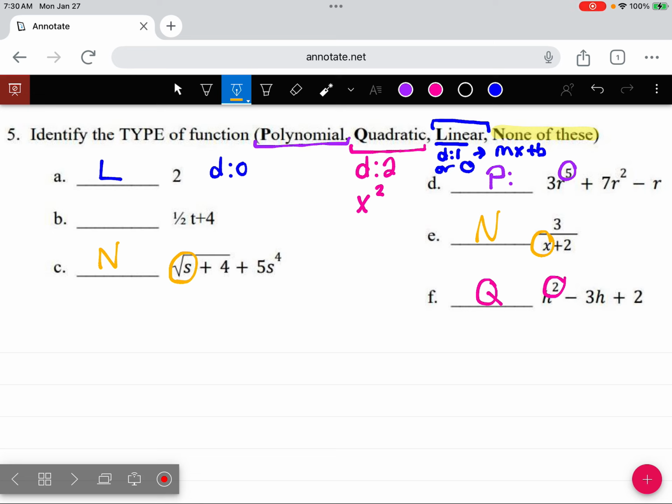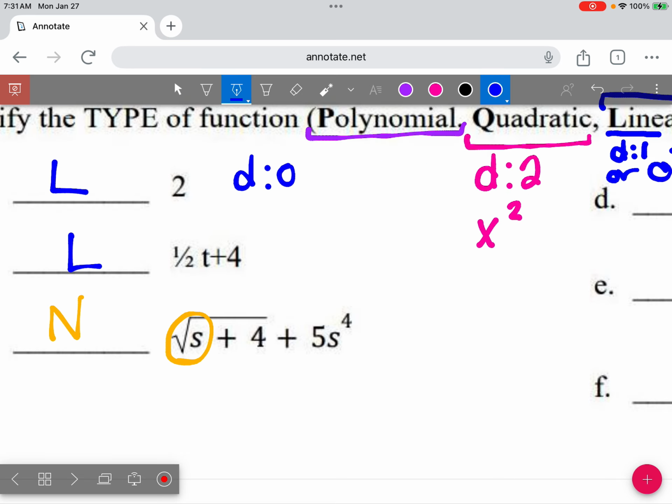Why? Because it's a degree of 1. So our B is also linear. Again, this has an exponent of 1 here. That's an mx plus b situation. It's just mt plus b.